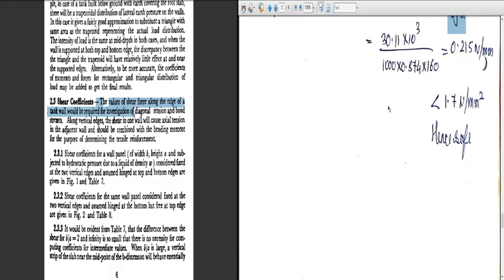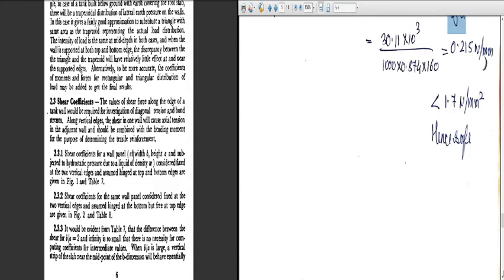Shear coefficient for the wall panel of width B, height A, and subjected to hydrostatic pressure due to liquid density W, considered fixed at two vertical edges and hinged at top and bottom edges, are given in table number 1, figure number 1 and table number 7. Shear coefficient for the same wall panel considered fixed at two vertical edges and assumed hinged at bottom but free at the top edge are given in figure number 2, table number 8 and 2.33.